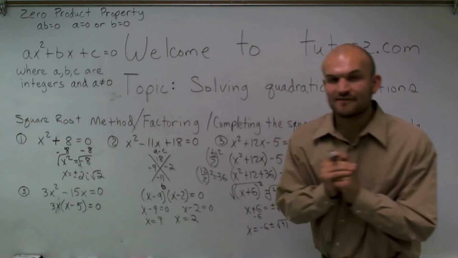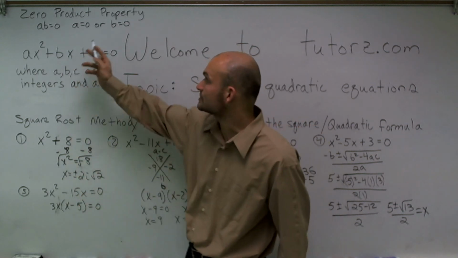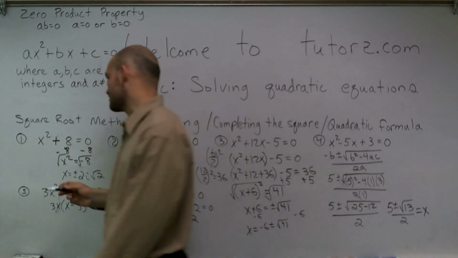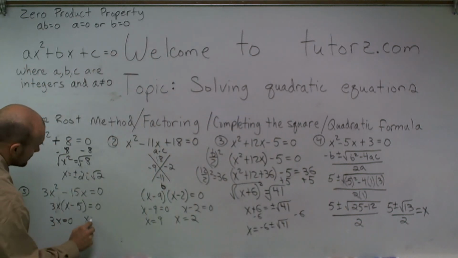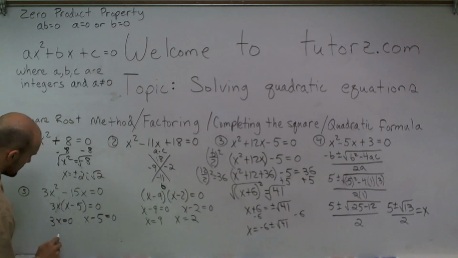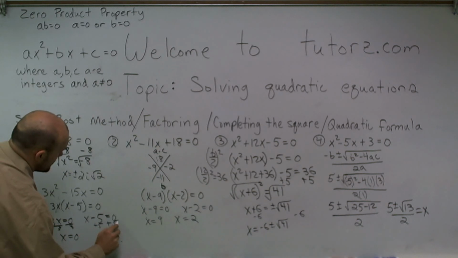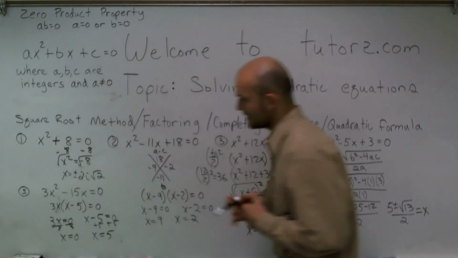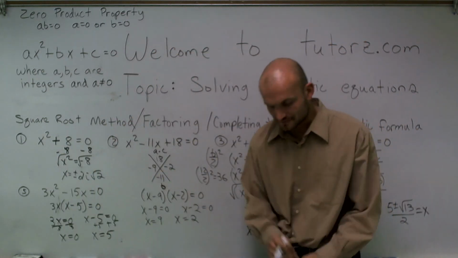So now, by factoring out an x, what I've done is again created another problem where I can use the zero product property. So I can set both of these factors equal to 0. And by solving for x, what I've now created is x equals 0 and x equals 5.